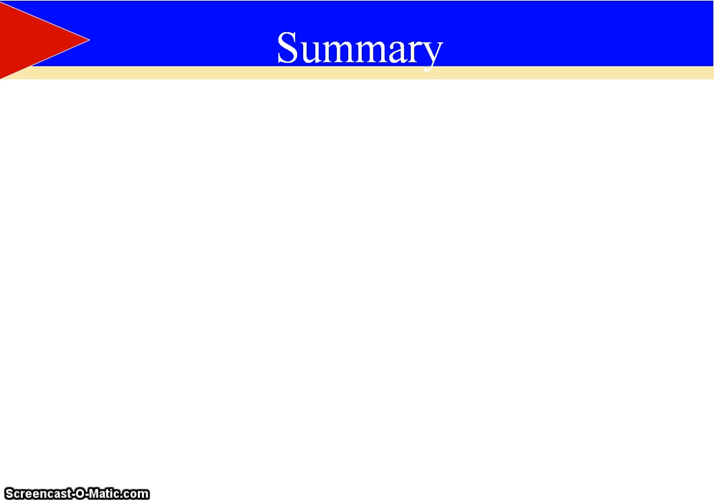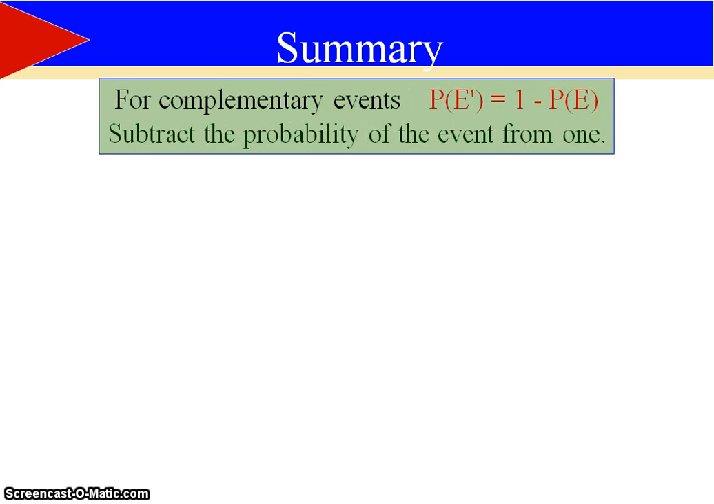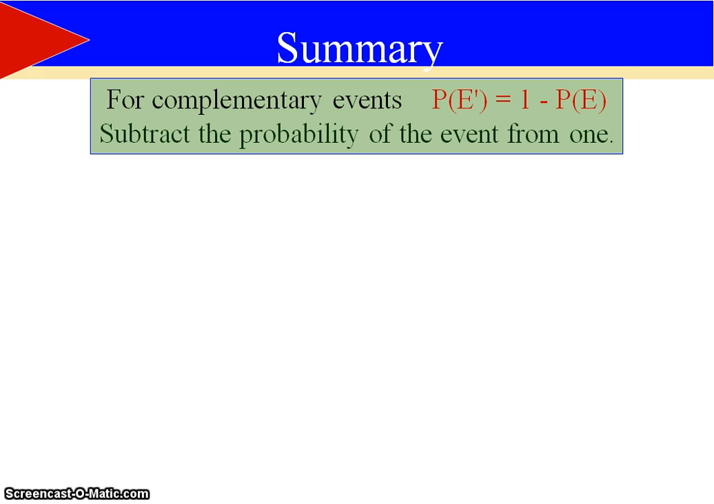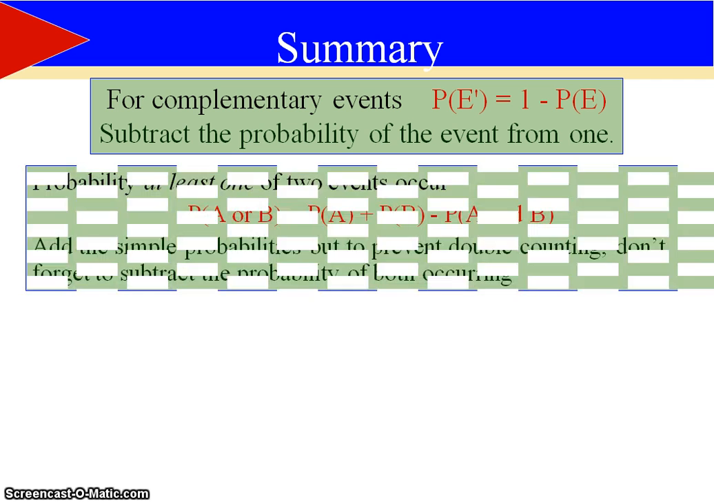Okay, so in summary, here is a summary of the rules. Complementary events: the probability of E complement is 1 minus the probability of E. So if you wanted to find the probability of being odd, you can do 1 minus the probability of it being even, because they're complementary events.